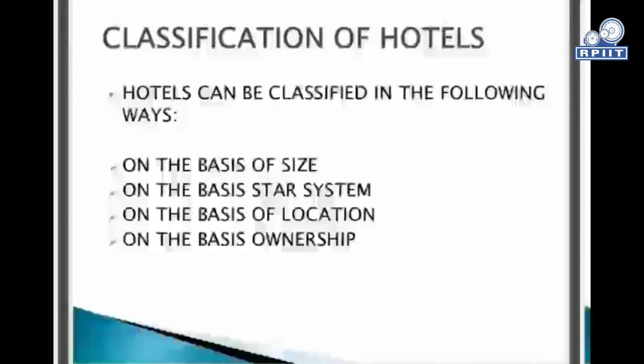Today I am going to discuss classification of hotels. Hotels can be classified in the following ways. We can classify them on the basis of size, for example small hotel, average hotels, large hotel, and mega hotel. On the basis of star system, for example 1 star, 2 star, 3 star, 4 star, and 5 star. On the basis of location, for example resort hotels, downtown hotels, suburban hotels, and motels. And on the basis of ownership.